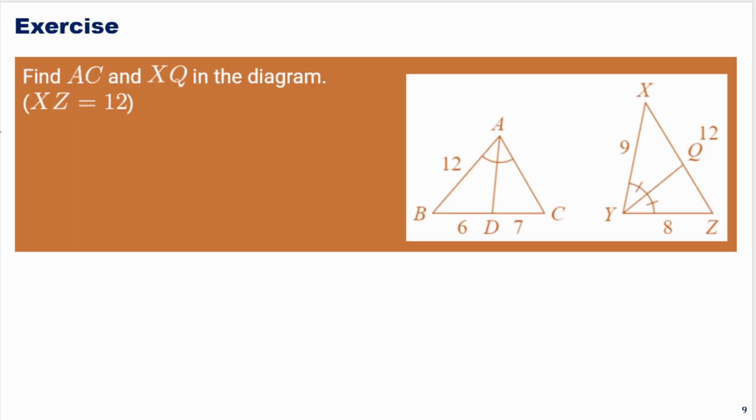Okay, now let's have a look at some exercises. First of all, can you find AC and XQ in the diagram? Also note that XZ here equals 12, not QZ or XQ, okay? Again, when you finish, please give me your answer in the chat box.